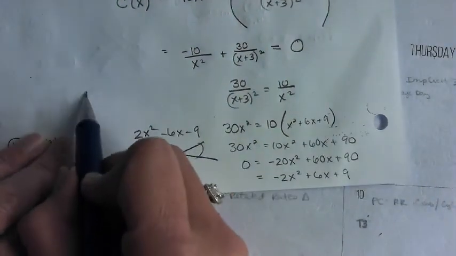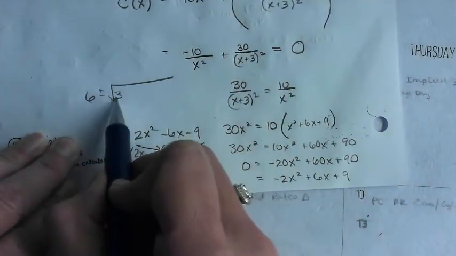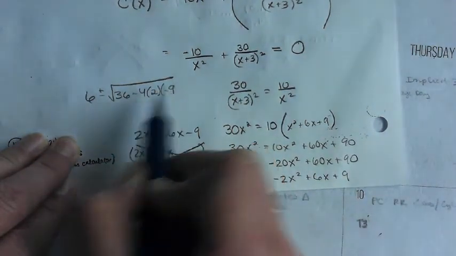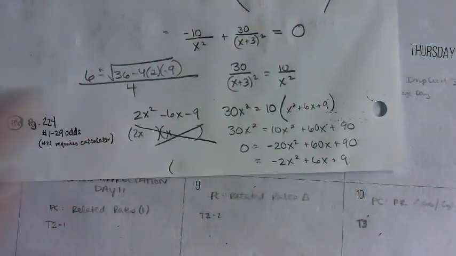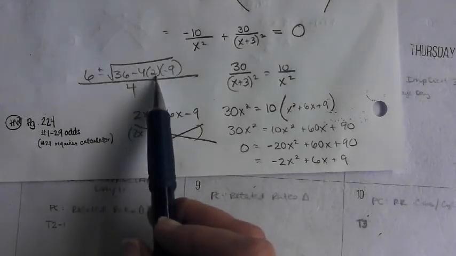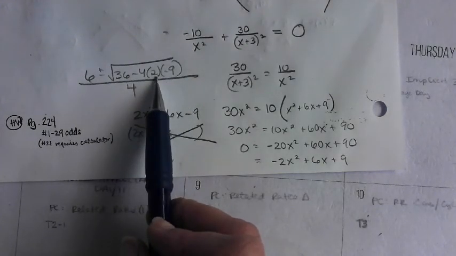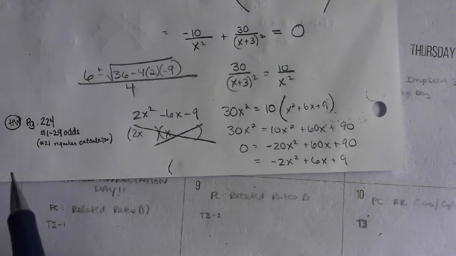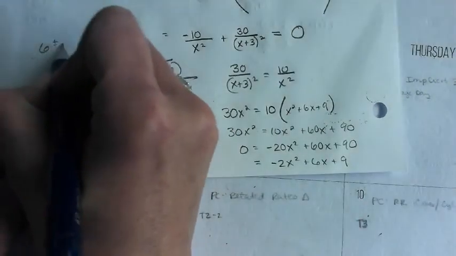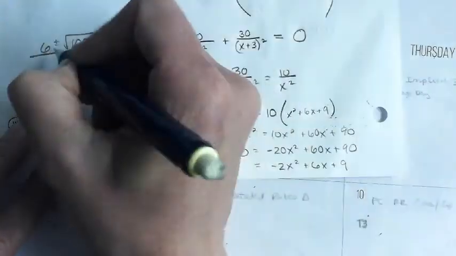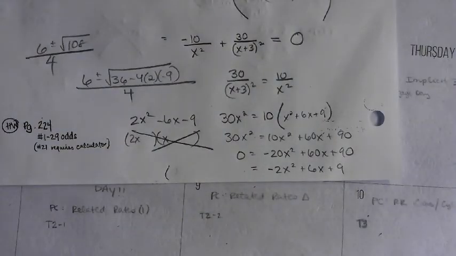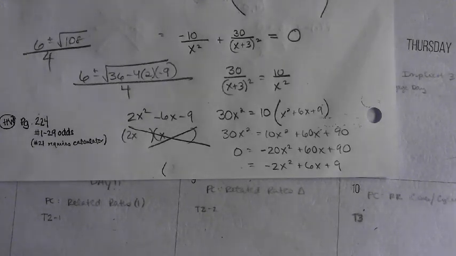Quadratic formula, 6 plus or minus the square root of b squared minus 4ac all over 4. 36 times 2 is 72 plus the 36, 108. 6 plus or minus the square root of 108 over 4. The minus one we're going to ditch because it'd be a negative number. The plus one is going to be our answer. A lot of algebra at the end there.